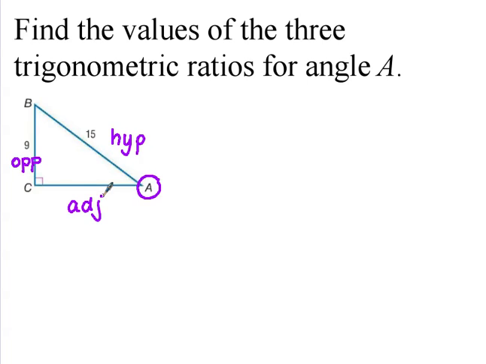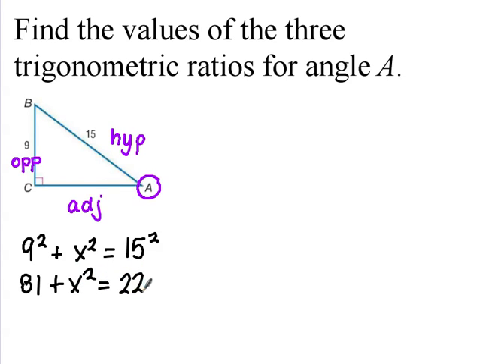Now, how can I find that blank side? Using the Pythagorean theorem. So real quick, we're going to go through and use the Pythagorean theorem. Pythagorean theorem states that 9 squared plus, we'll call that x squared, equals 15 squared. Okay. So what is 9 squared, folks? 81 plus x squared equals what? 225. I want you to solve that equation for x and tell me what x equals.